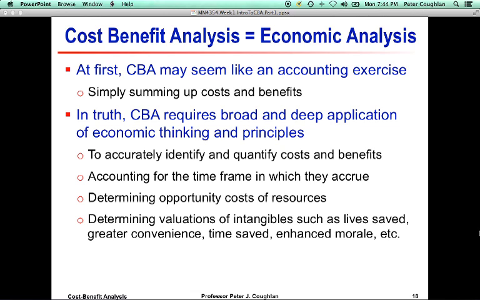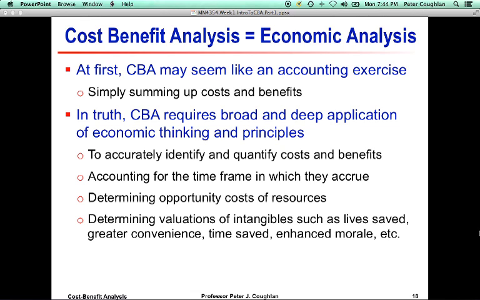Now, it may at first seem like this is a simple accounting exercise, right? You simply sum up the costs and the benefits. What are the costs? Put the numbers down, add them up, right over the benefits. But the reality is it actually requires a broad application, but also a deep application of economic thinking and principles, right?